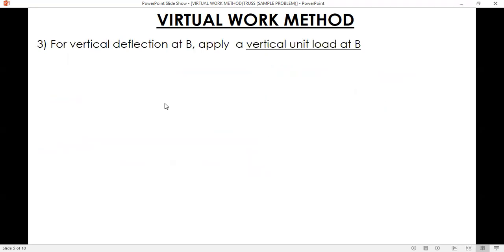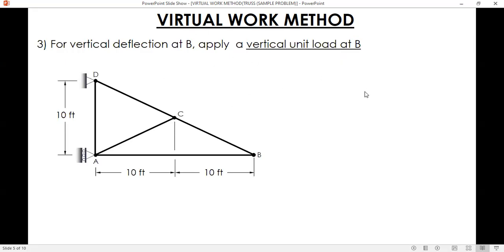Okay. Next is to determine the force of members due to a vertical load. Now, since the problem is asking for the horizontal and vertical deflection at B, first let us consider a vertical unit load at B so that we can determine the vertical deflection. Okay. Remove all real loads and then we apply a vertical unit load at B. Okay. Let's assume na downward, 1.0.